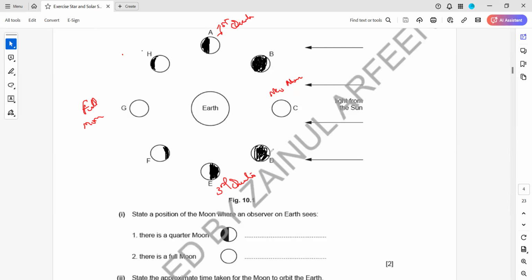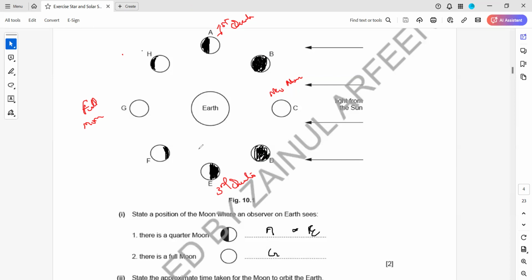How it appears. It's not the light which is reflected, it's how it appears throughout. So crescent, quarter, gibbous, full moon, gibbous, third quarter or quarter, again a crescent, and then no moon, or you can say a new moon will be there. So the quarter answer is A, but E is also acceptable. Full moon, at position G we will have a full moon.